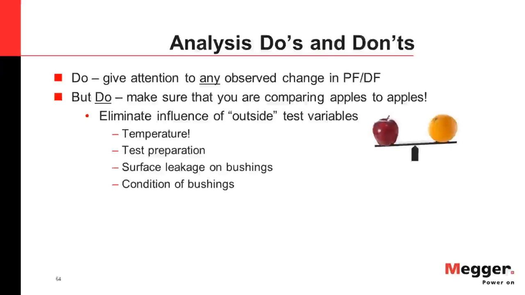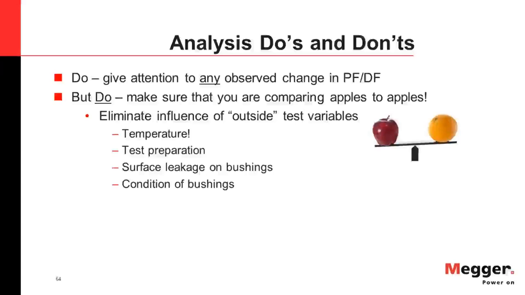Again, these include temperature, test preparation, surface leakage on the bushings, and the condition of the bushings themselves. We've talked about test preparation and surface leakage, but let me say a few things about temperature and the influence of bushings. Temperature is a big deal because power factor is definitely temperature sensitive. For example, as a transformer cools after it's been removed from service for test, the power factor test result will change if the test is simply repeated at different insulation temperatures.